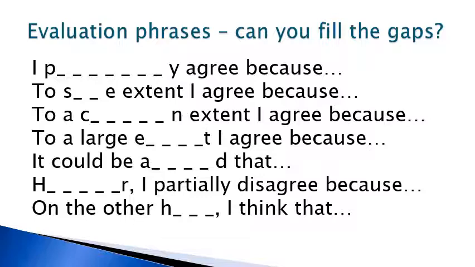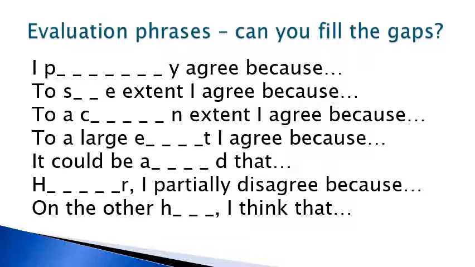I partially agree because, to some extent I agree because, to a certain extent I agree because, to a large extent I agree because. It could be argued that. However, I partially disagree because, on the other hand, I think that. So if you look, the ones at the top are agreeing, but these are more evaluative. I partially agree. To a certain extent, I agree. However, on the other hand, and by doing that, you're becoming more critical by weighing it up on both sides.